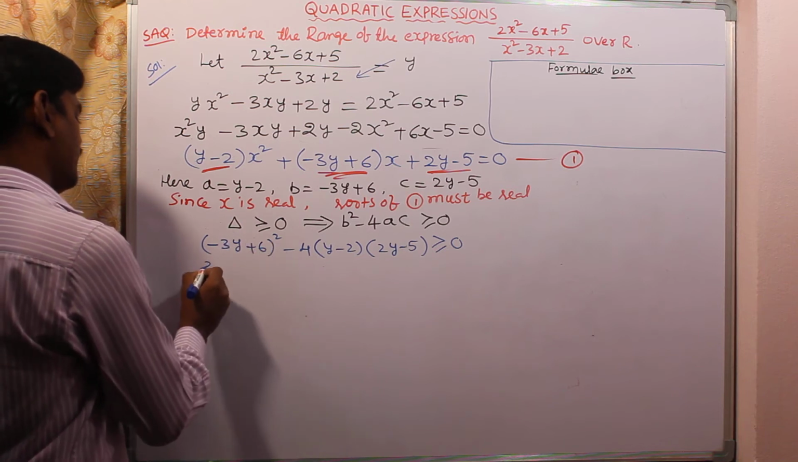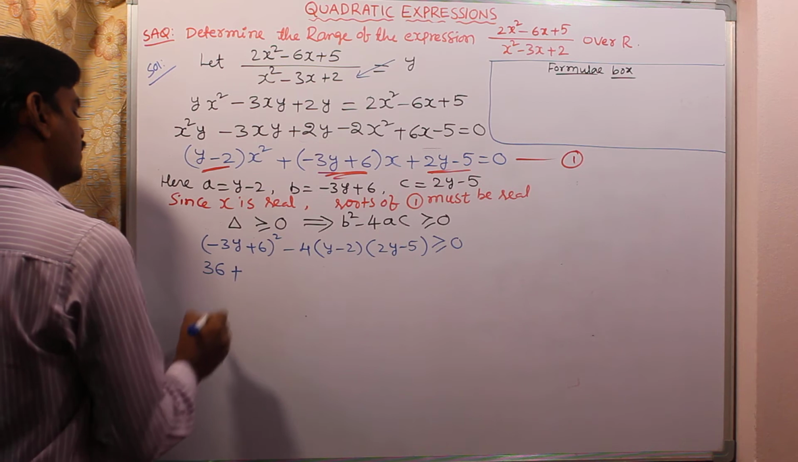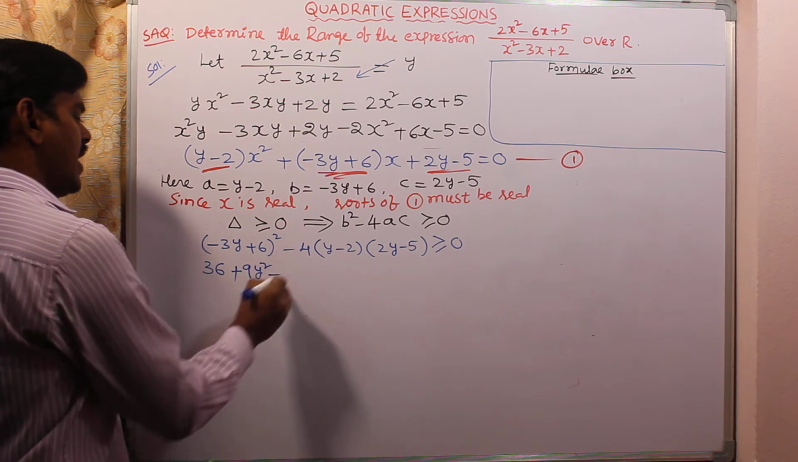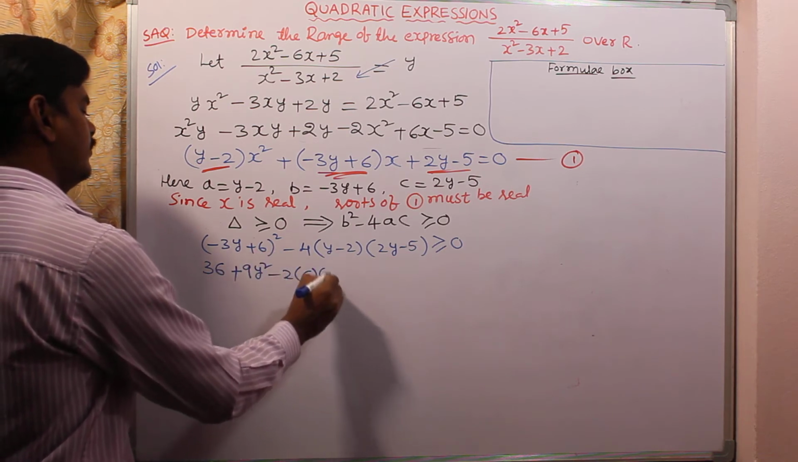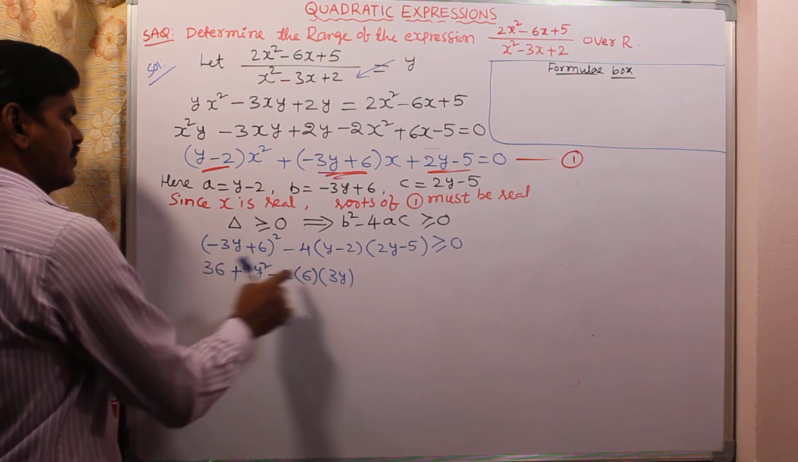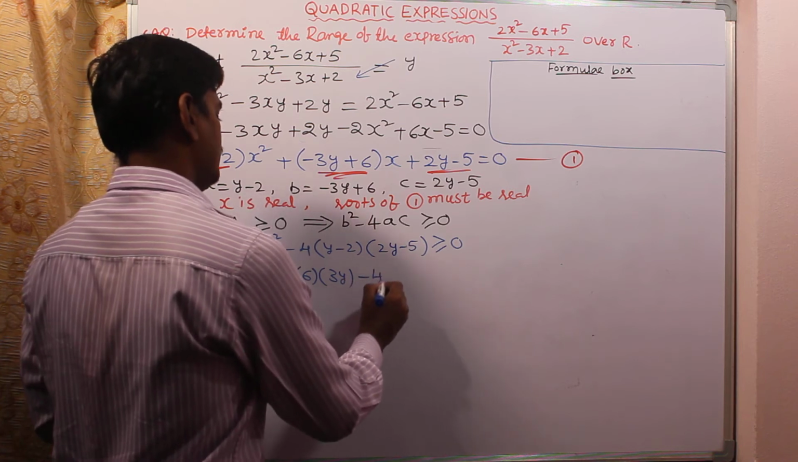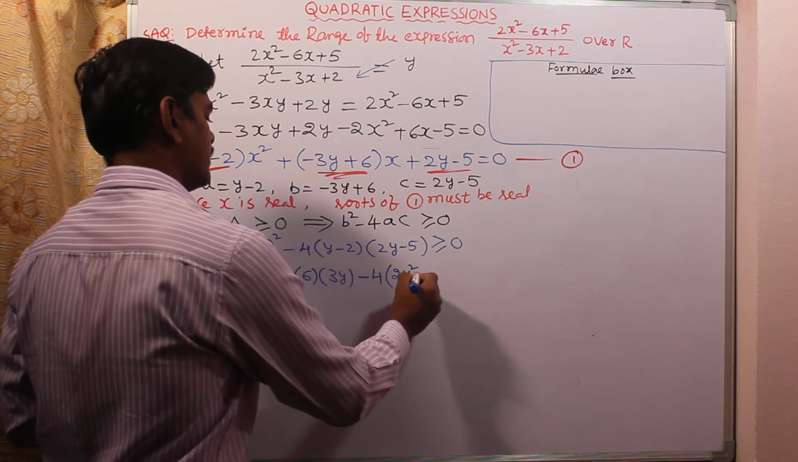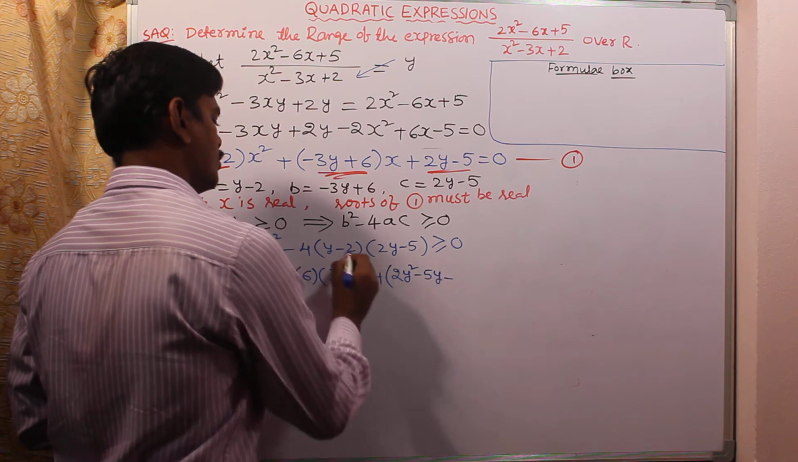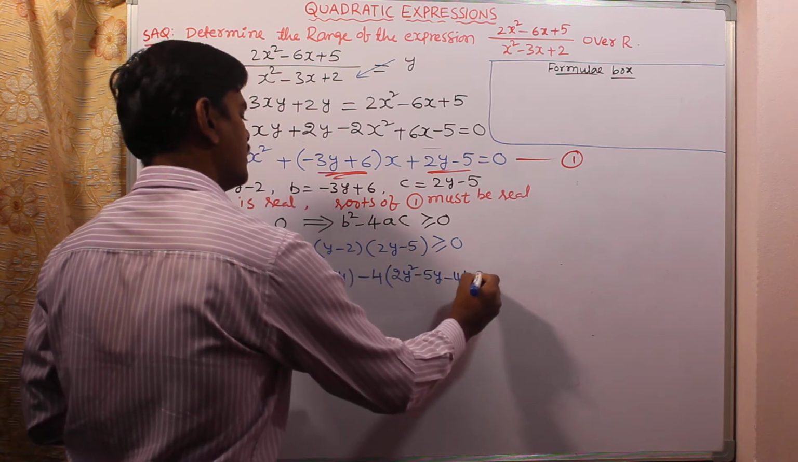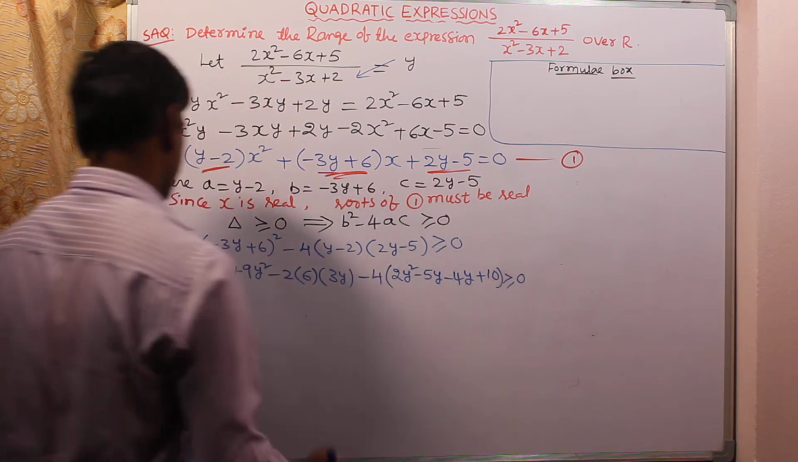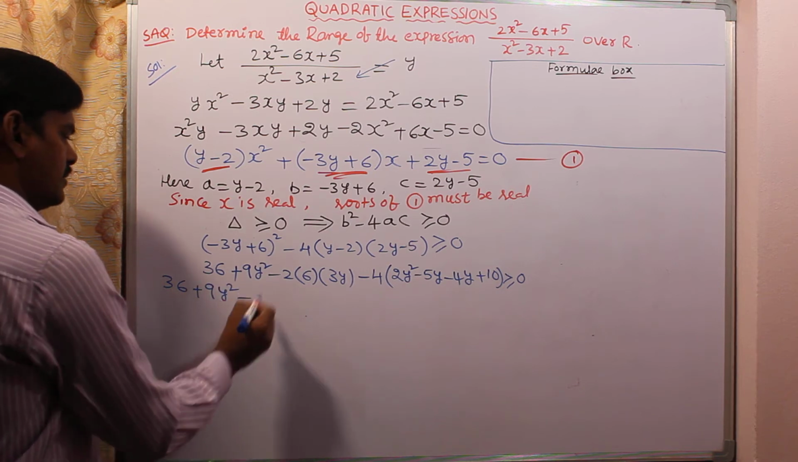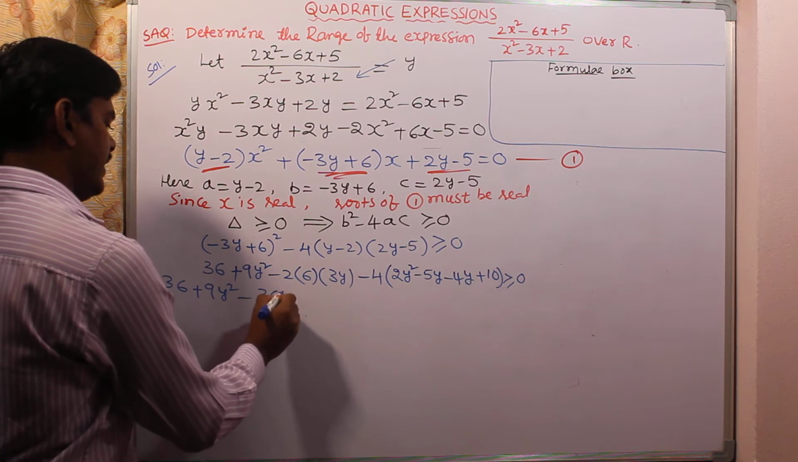a² is 6², 36, plus b², 3y whole square, 3² is 9y², minus 2ab, minus 2 into a which is 6, b which is 3y. The (a − b) whole square formula is applied. Write minus 4 as it is, and we multiply y into 2y, 2y², y into −5, −5y, −2 into 2y, −4y, and −2 into −5, plus 10, greater than or equal to 0. Now we write 36 + 9y² as it is, minus 2 × 6 is 12, 12 × 3 is 36y.